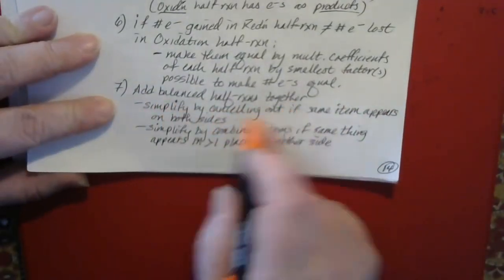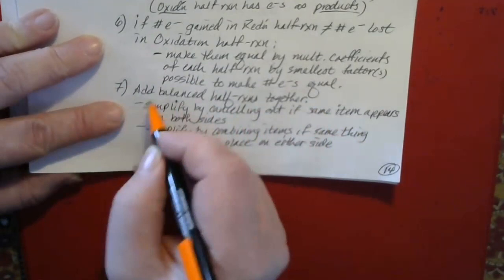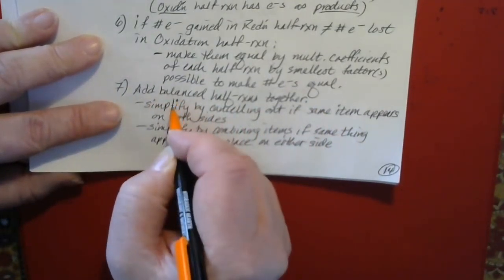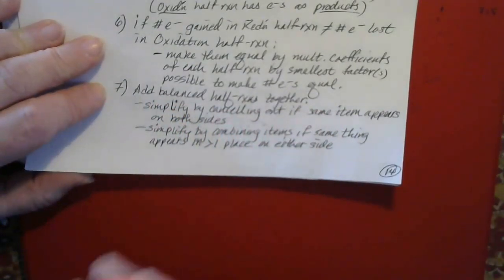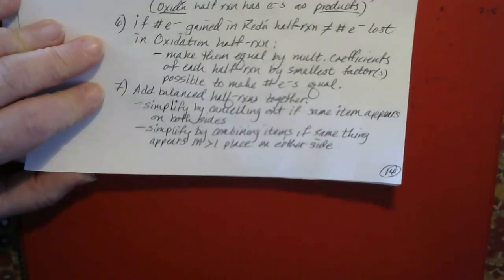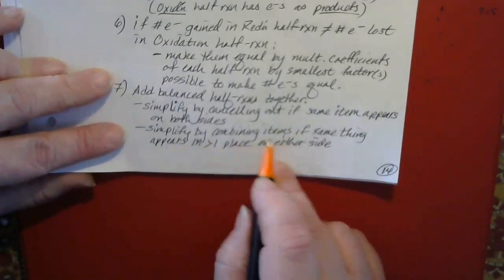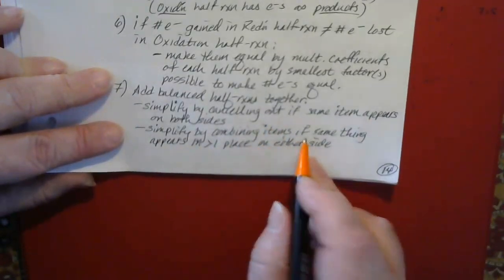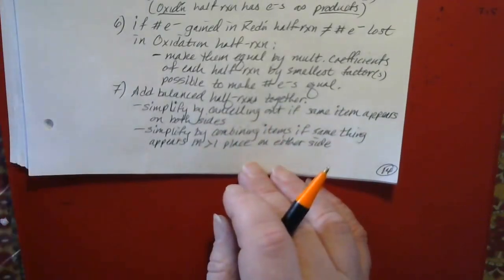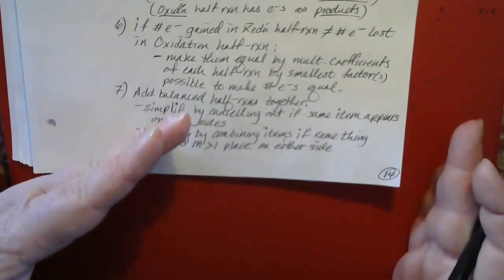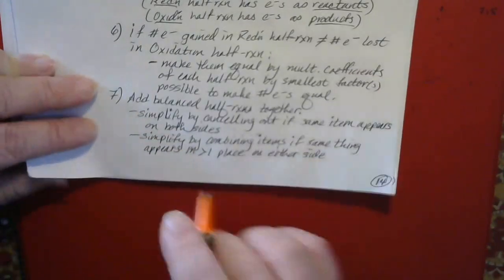Then you would add the balanced half reactions together, and at this point you can often simplify. It's quite common to find H2Os on both sides of the equation, in which case you can cancel out until you run out of H2Os on one side. You can simplify also by, if you have the same item appearing more than once on the same side of the equation, combine them together. You might very well have, say, an H plus and another H plus both on the same side of the equation. Combine those together into 2 H pluses. Okay.